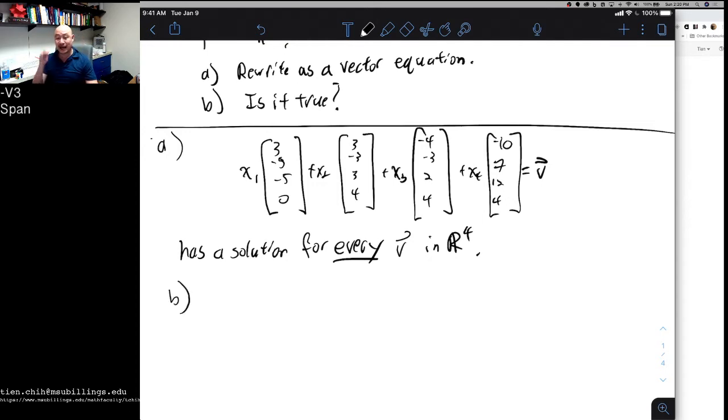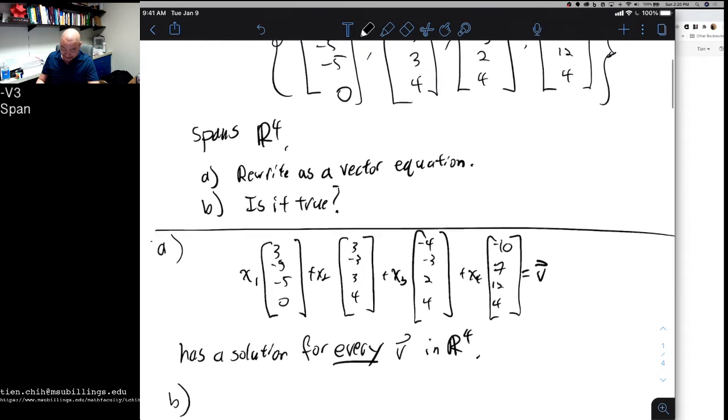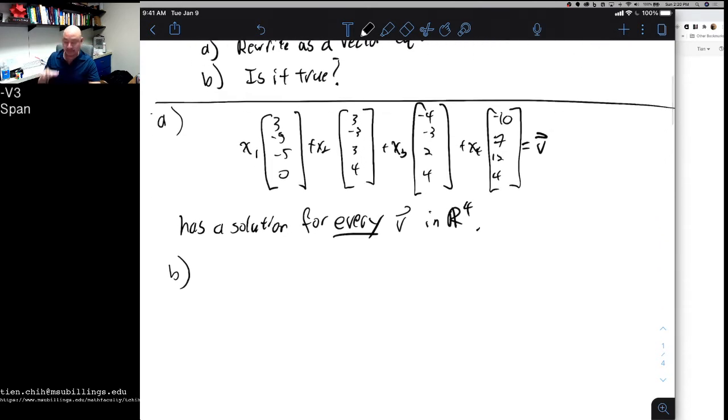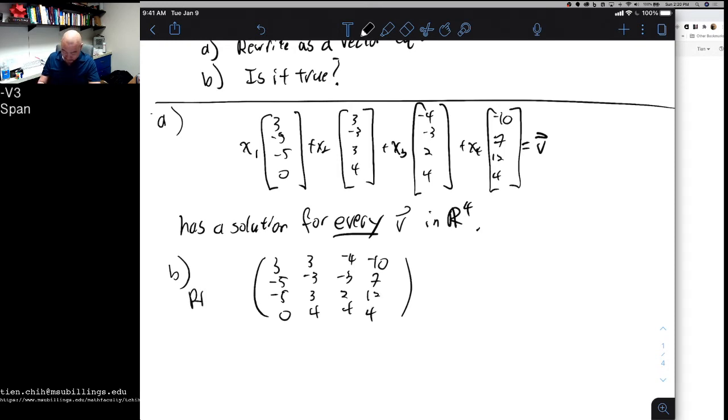So now we're moving on to the question of, well, is it true? And in order to see that, what we need to do is take the left-hand side of this vector equation here, throw it into a matrix, so here we go, and find its reduced row echelon form. So why don't we go ahead and do that?